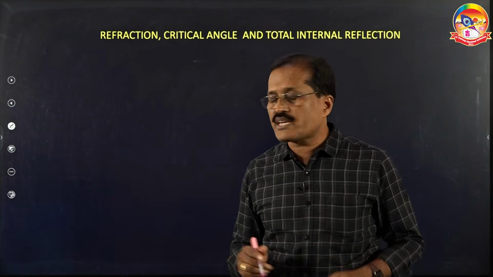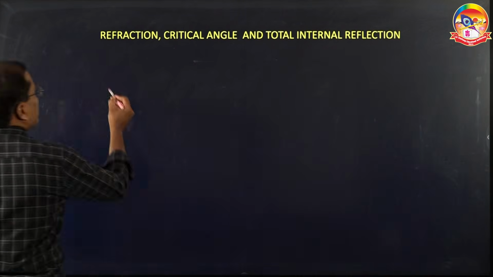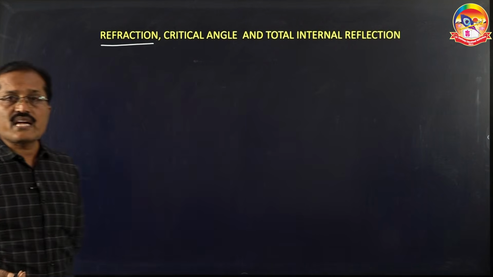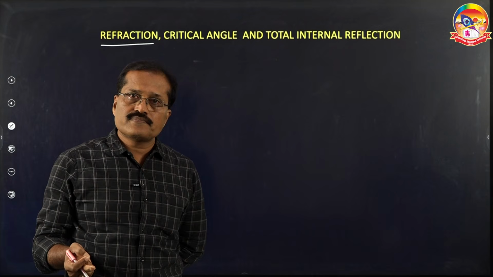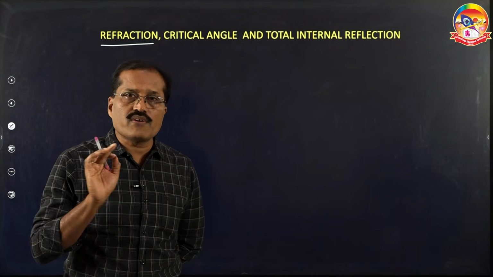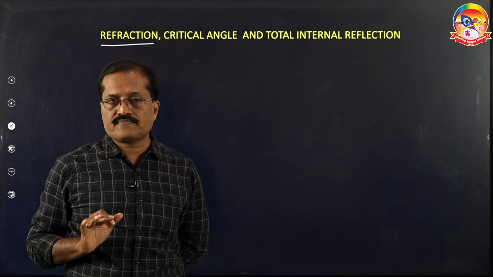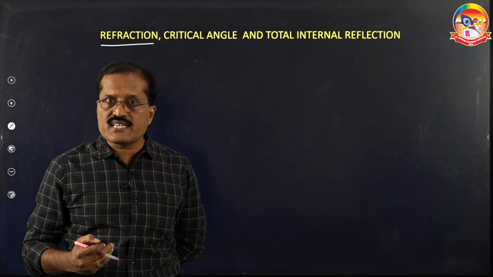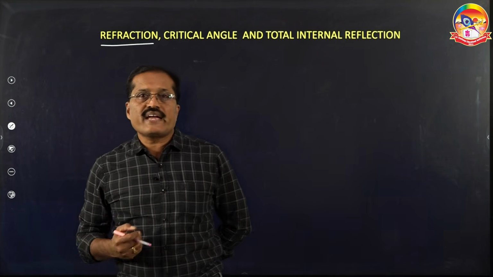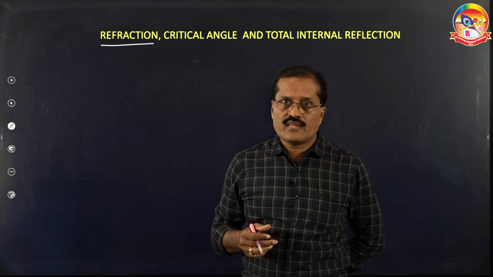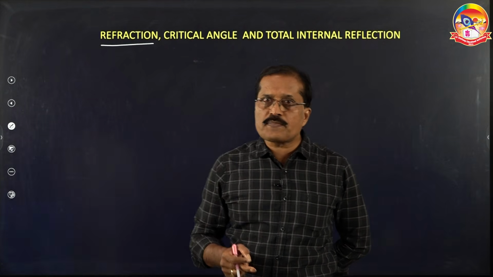Okay. Now, refraction says whenever light goes from one medium to another medium, it undergoes a change in direction, change in speed, and change in wavelength. Such a phenomenon is said to be, in a simple way, refraction. How the wavelength changes, how the speed changes, and how the direction changes, let us see that with a very simple relation that we have.